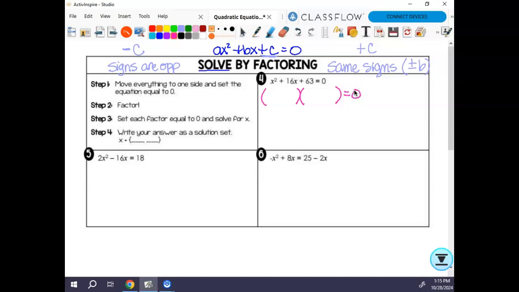Then I look at C. C, which is 63, is positive. Positive C, I'm going to have the same signs inside of here. Then whether they're positive or negative has to do with B. Since B is positive, it is plus plus. So now I have x plus something and x plus something.